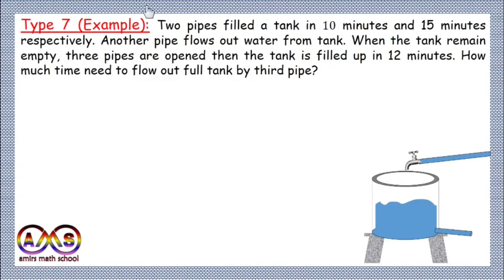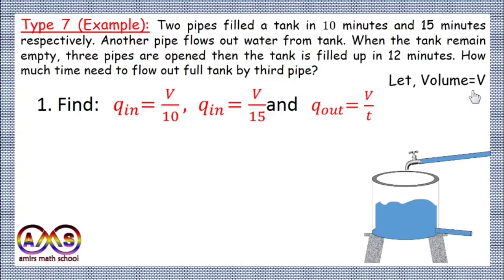Let's see one example. Two pipes can fill a tank in 10 minutes and 15 minutes respectively. Another pipe flows out water from the tank. When the tank remains empty, three pipes are opened, then the tank is filled in 15 minutes. How much time is needed to flow out the full tank by the third pipe? The volume is here V.